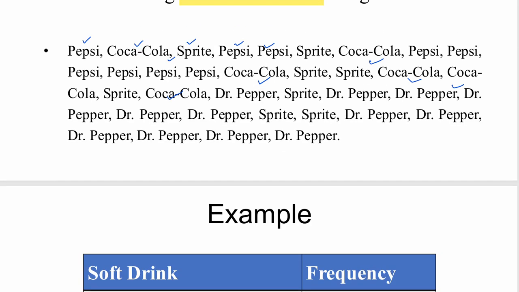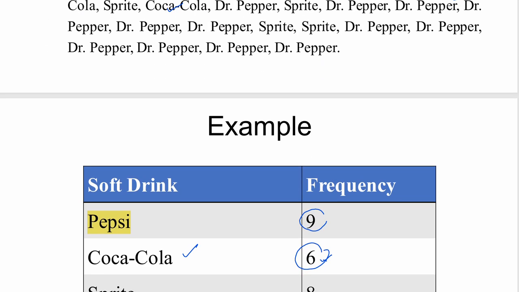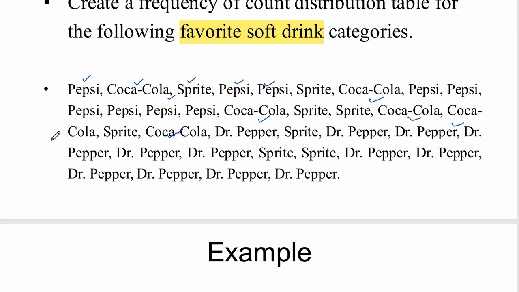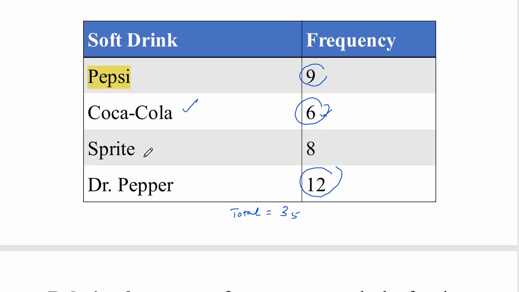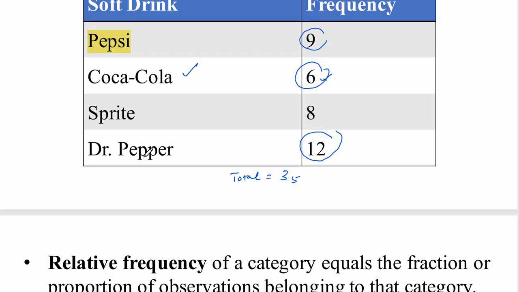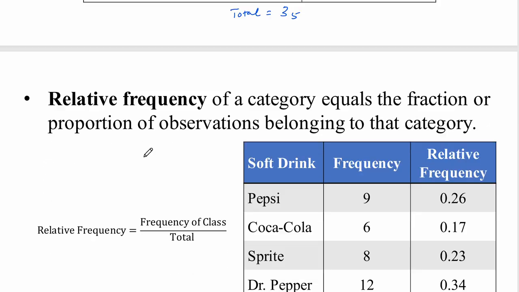When we add the different frequencies for the different soft drinks, it should be equal to the total of our raw data set here. And that proves that we have accounted for every single value in our data set.